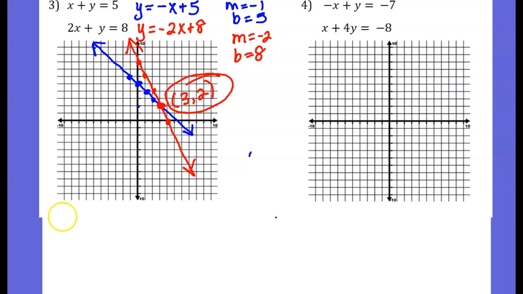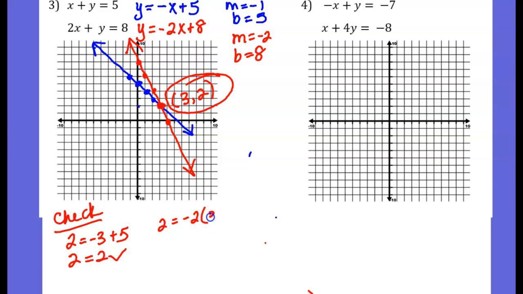Let's plug it in. Okay, to do our check step. Our y, which is 2, is equal to -3 plus 5. So that one will work. And then the second equation, we're going to plug it in. Our y is 2 is equal to -2 times 3 plus 8, or 2 is equal to -6 plus 8. So that one works. Okay.